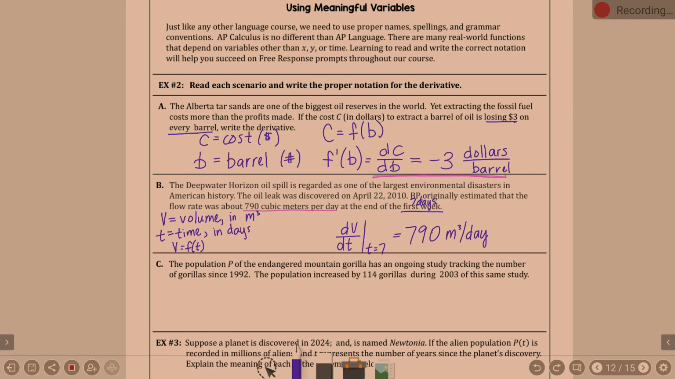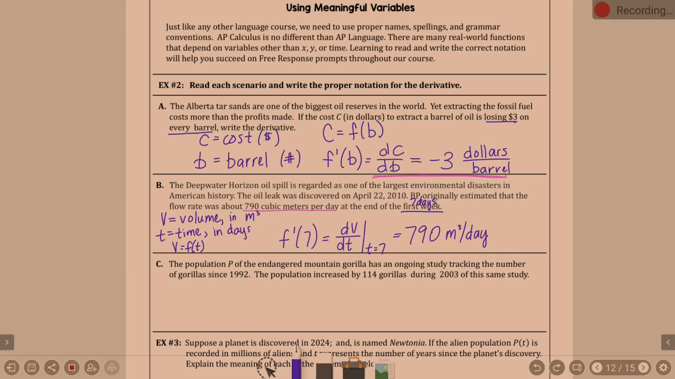Okay. The other way I have this is if you look in terms of the function in terms of time, this could also be f prime of 7. That's another way you could list it: the function's derivative evaluated at 7. Okay? So whether you say f prime of 7 equals 790 or dV/dt evaluated at t equals 7 equals 790, both are good. Okay? Ready for the next one?